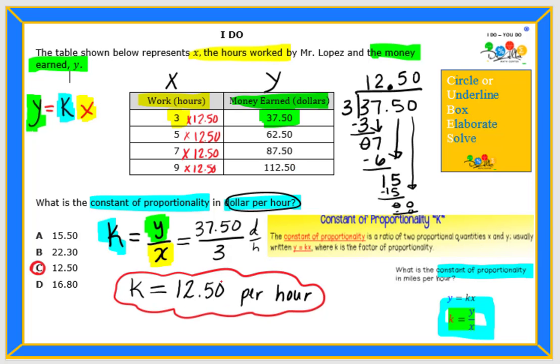K is our constant. It is the amount that is being earned for every hour, and we can use it to make this table and to continue this table and to figure out any number of hours and how much money would be earned for those hours. So once again, constant of proportionality, we solved it with k equals y over x. And for this table, the constant of proportionality is $12.50 per hour.